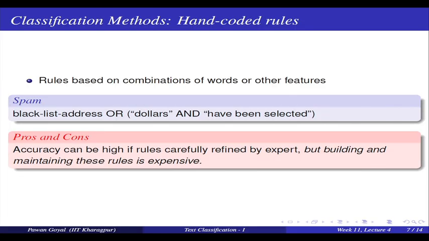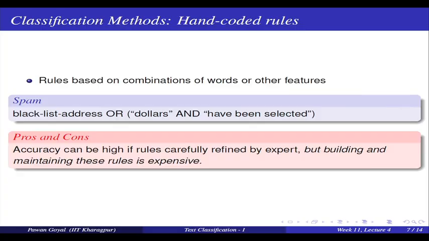Like the other applications that we have seen, what are the pros and cons of using hand-coded rules? The pros are that if you are an expert and you can write very good rules, then in general they will be very precise. They will be quite accurate. So you will get a high precision.